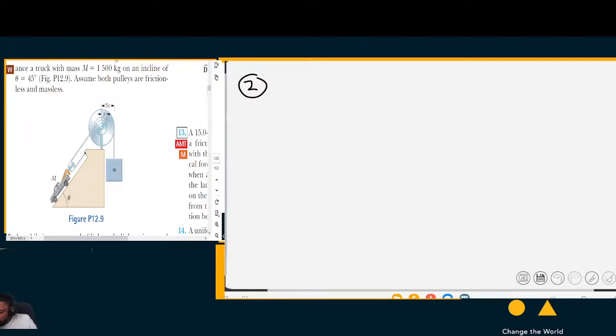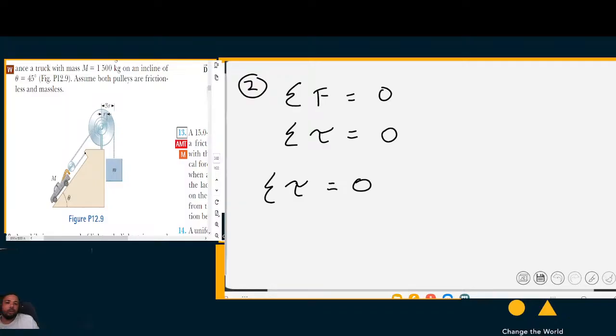Now, there are two conditions for equilibrium. All the forces must be equal to 0. The sum of all the forces must be equal to 0, and the sum of all the torques must be equal to 0. Those are the two conditions for equilibrium. The second condition says the sum of the torques must be equal to 0, and we calculate the torque for each one of them.